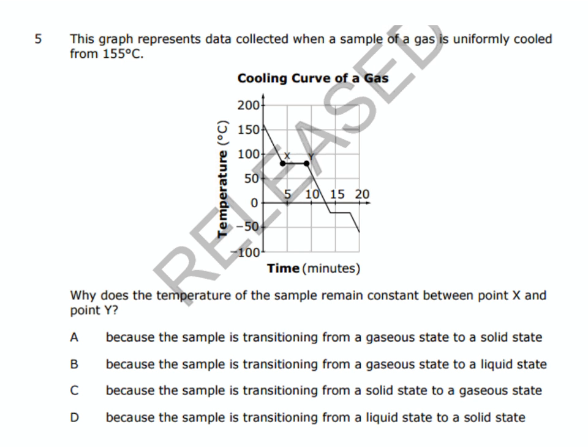All right, so looking at this graph, data collected, uniformly cooled from 155. Why does the temperature of the sample remain constant between point X and Y? So here's X and Y. You guys tell me what's happening here. Okay, definitely horizontal means phase change. What phase change is this specifically? Okay, so gas to liquid, which means what? Condensation.